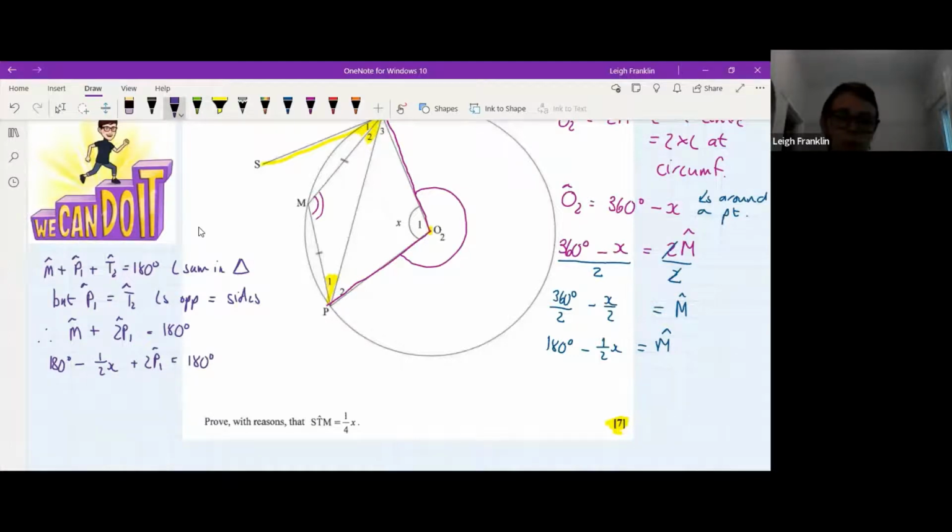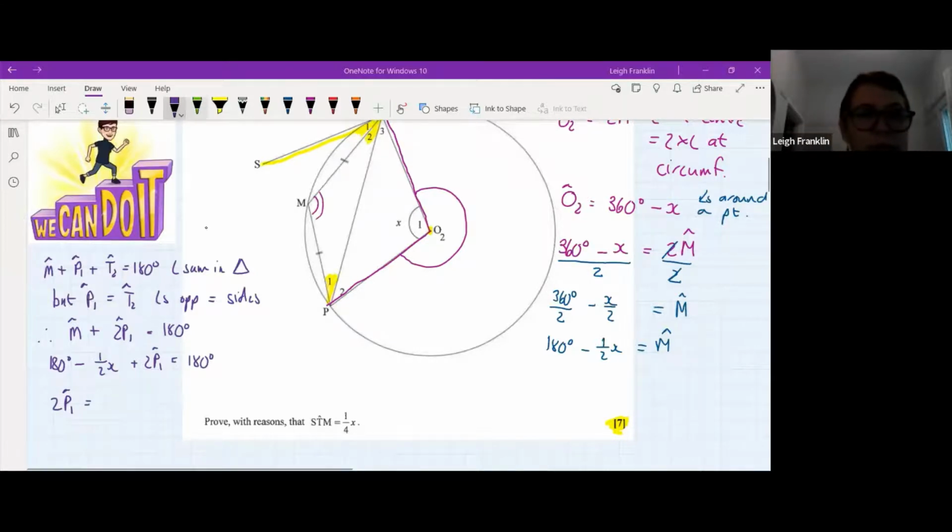Now I want to solve for 2 of angle P1, right? Which means I'm going to take the 180 and the minus half x over to the other side. So 2 of P1 is going to be equal to, Chantal, what is it going to be equal to? 180 minus half x. But actually, when the minus goes over to the other side, what's going to happen to its sign? It changes. So is it going to be minus half x on the other side as well? No, ma'am, it's not.